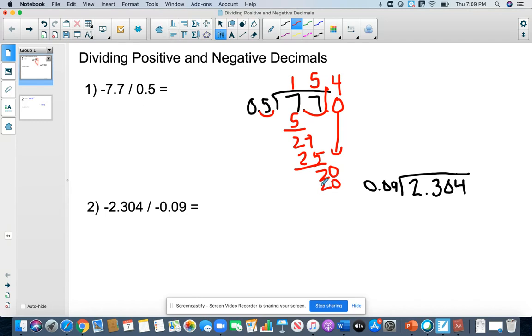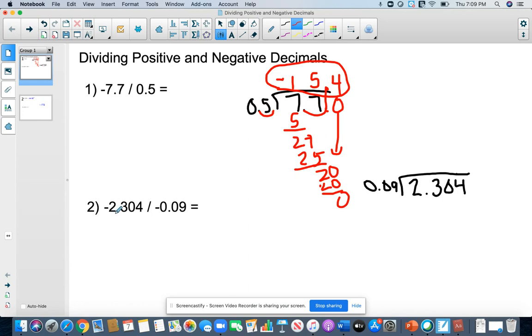So that means that our quotient is 15 and 4/10, but it should be a negative 15 and 4/10 because we took a negative divided by a positive. So your final answer would be a negative 15 and 4/10. Next, you can try on your own, or you can do it along with me.